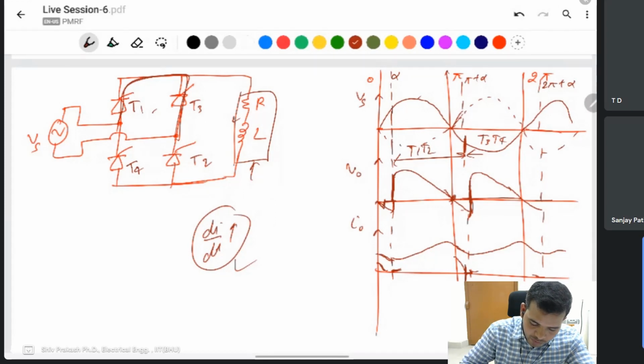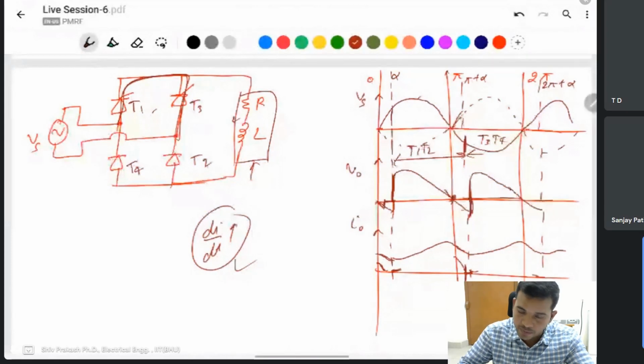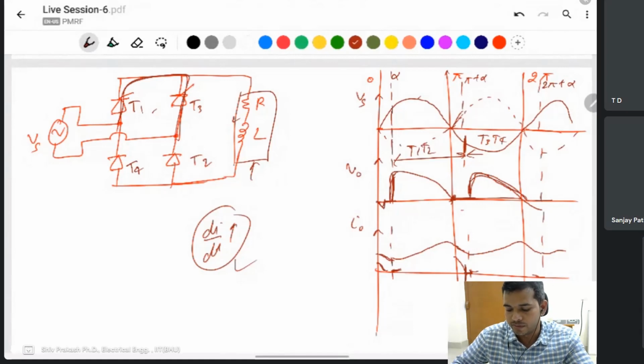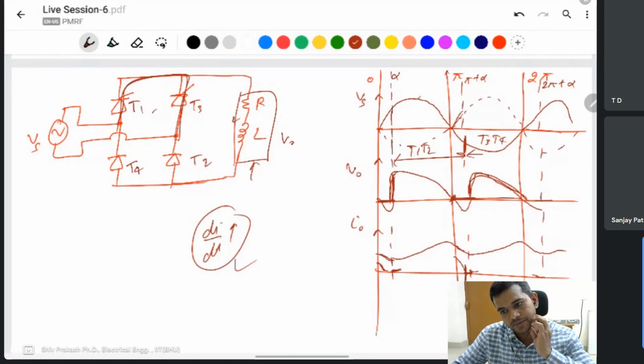Even if you replace only two, T2 and T4, with diodes, the same phenomenon occurs here. The negative spike will not be present. This one will be 0. The disadvantage is that the average output voltage decreases with respect to continuous conduction. If a negative spike is present in the output, then the output voltage will definitely decrease.